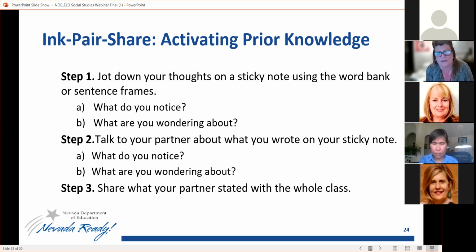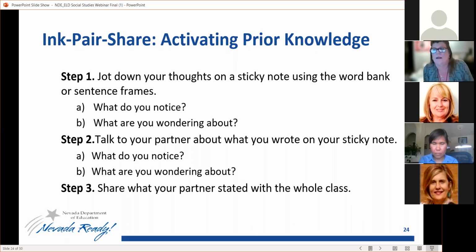Once they are finished with their notice and wonder, where they're self-reflecting, then they are going to talk to a partner. This is where you're going to get a small group, one-on-one. What did you write? What did you notice? What did you wonder? And then in order to get some discourse going within the classroom, what you would do is you would have one student share what the other student said and draw upon a conclusion.